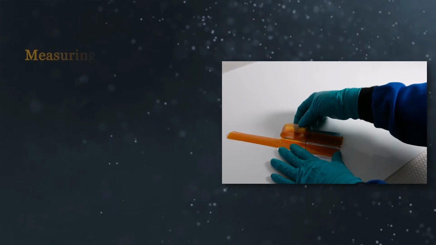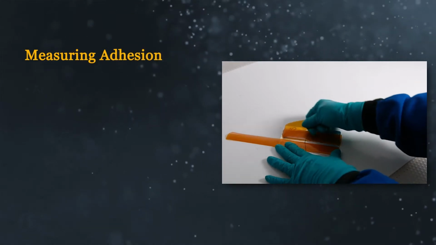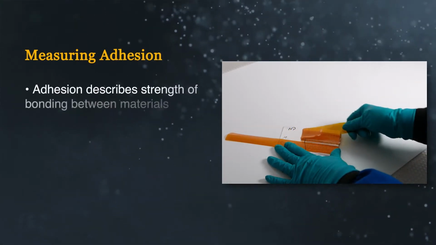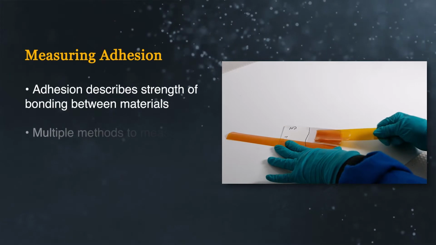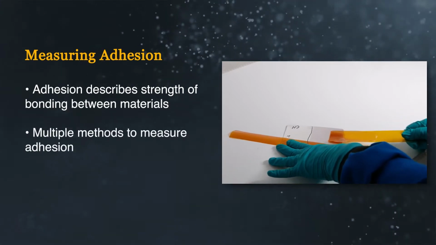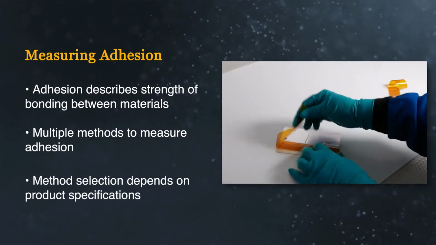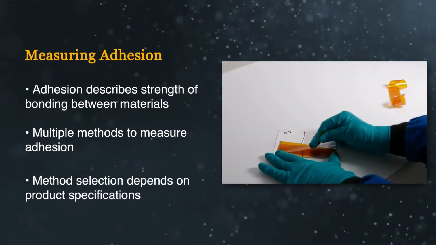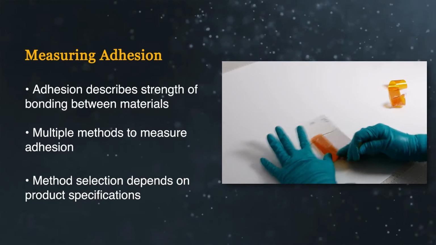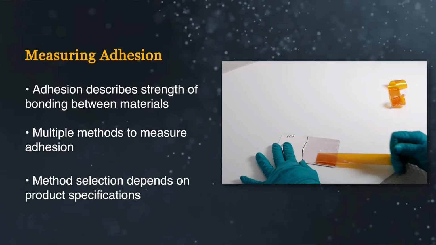Adhesion is a property that describes bonding strength between two materials. There are various methods to measure adhesion properties of materials, depending on the application requirements and product specifications. In this video, we will describe various industrial methods of measuring adhesion and the applications they are applied in.